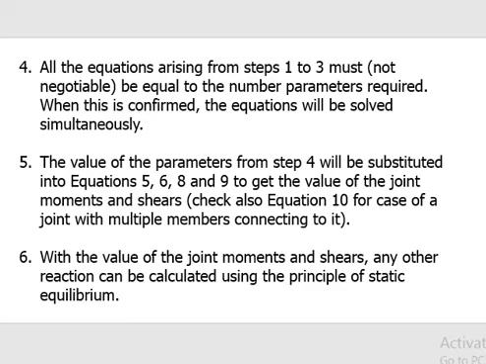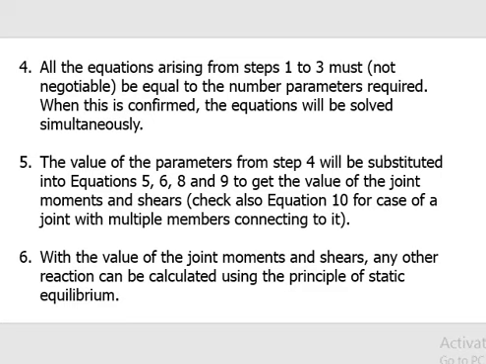Step number 5. The value of the parameters from step 4 will be substituted into equations 5, 6, 8, and 9 to get the value of the joint moments and shears. In brackets, check also equation 10 for the case of joints with multiple members connecting to it.